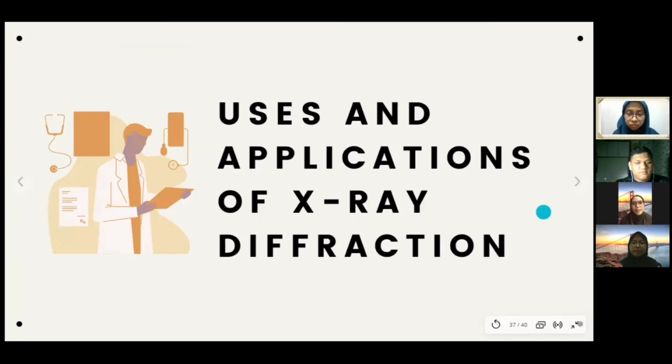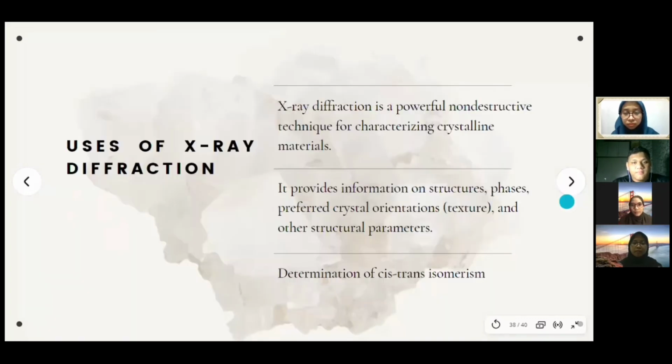Next, I will explain about the uses and applications of X-ray diffraction. First things first, the uses of X-ray diffraction. X-ray diffraction is a powerful non-destructive technique for characterizing crystalline materials, and it provides information on structure, phases, preferred crystal orientation, and other structural parameters. And lastly, determination of system isomerism.